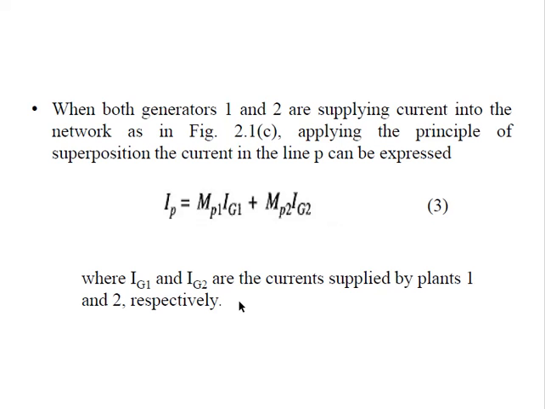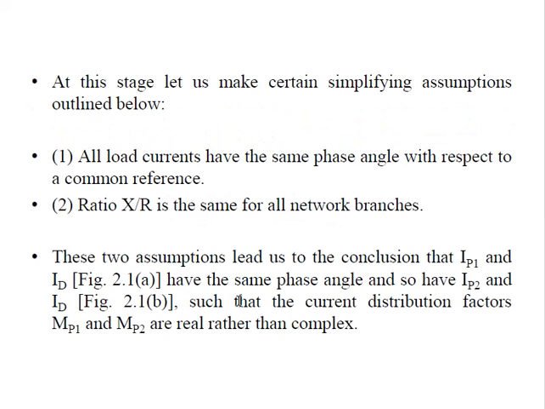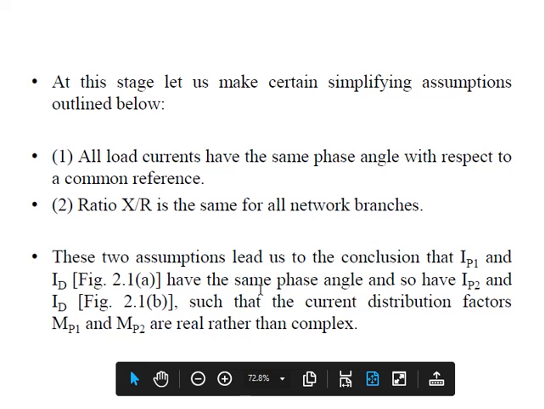From this we can take two assumptions for simplifying the above methodology: that all the load currents have the same phase angle with respect to a common reference, and that the ratio of X by R is the same for all network branches. Based on these two assumptions, we conclude that IP1 and ID have the same phase angle, and at the same time IP2 and ID also have the same phase angle, such that the current distribution factors are real rather than complex.